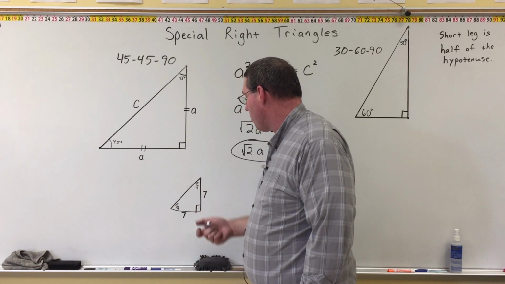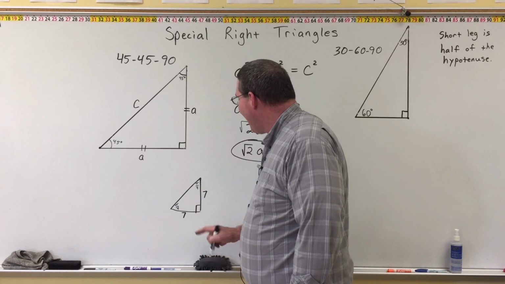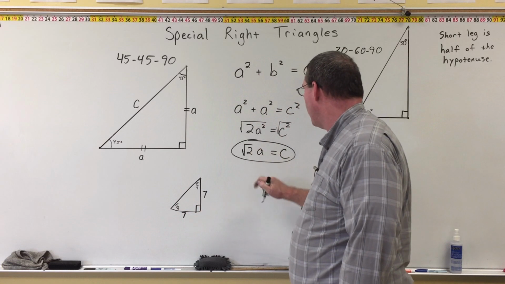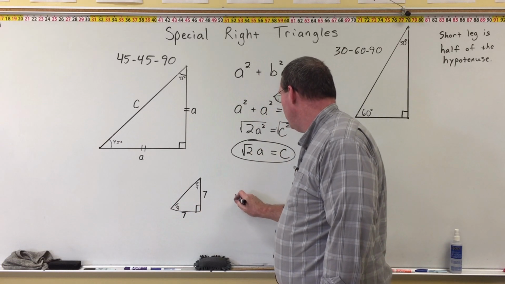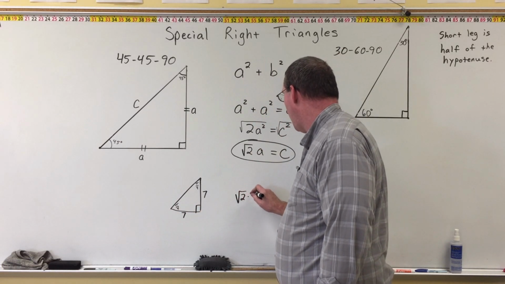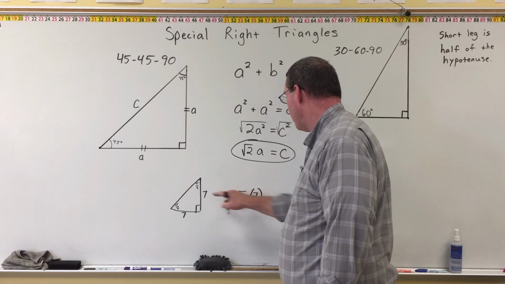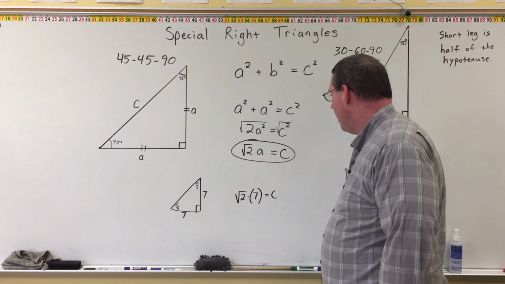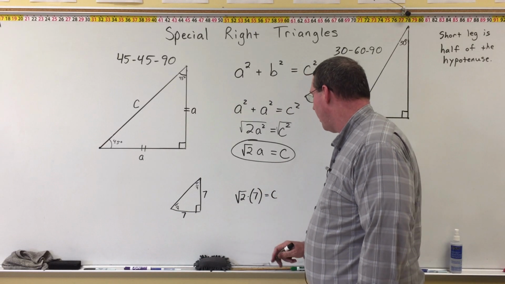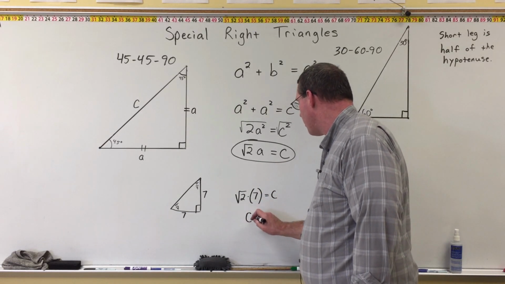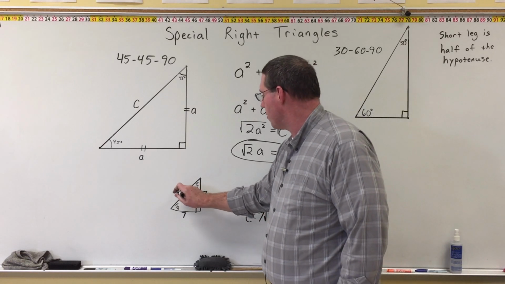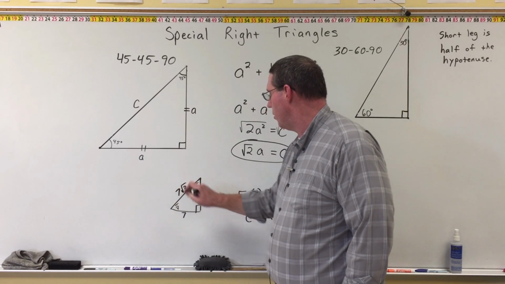Therefore, the two legs are equal, right? And now if we want to understand what the hypotenuse is, we can take this formula and do the square root of 2 times 7. We'll put 7 in for A, and that's going to be equal to C. Now, do not do this in your calculator. All I want you to write is that C is equal to 7 square root of 2. And now we can just come over here and say that this is 7 square root of 2.